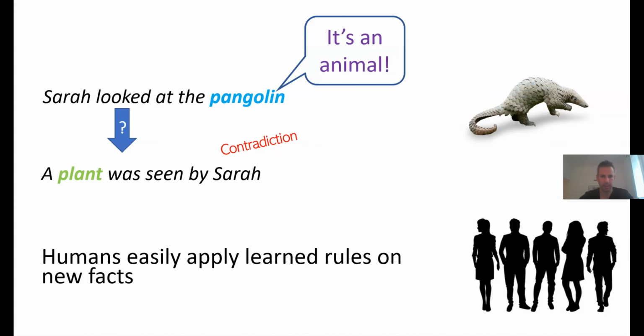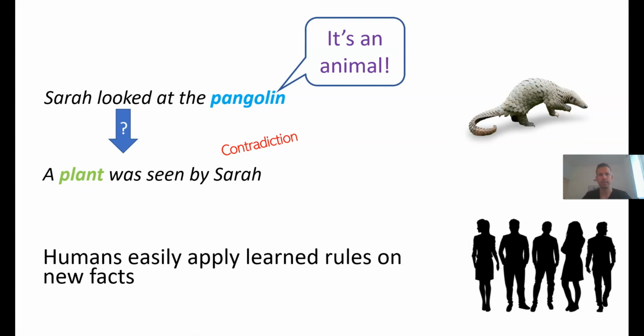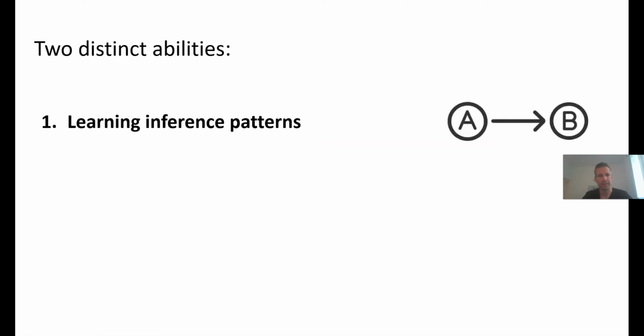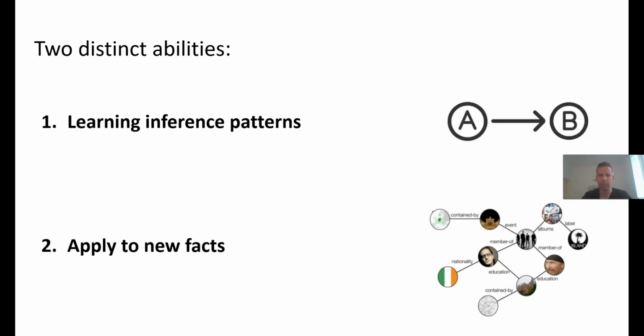Humans do it all the time. We easily apply learned rules on new facts, just like in this example. We would like an NLI model to have this ability as well. For that end, we want the model to distinguish between two distinct abilities. One, learning inference patterns detached from their original context, and two, to be able to apply these patterns in new contexts involving different concrete facts.